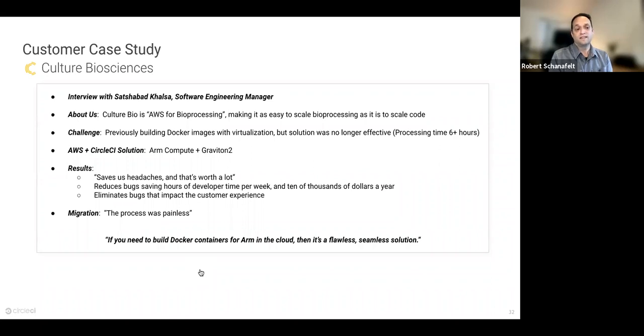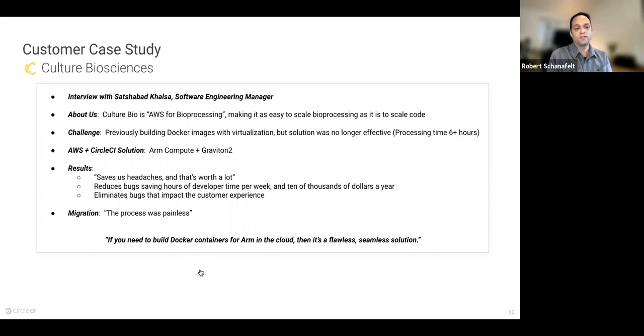The results were that they said it saved them headaches, and that's worth a lot, which of course is worth a lot. But more importantly, it reduces bugs, saving hours of developer time per week and tens of thousands of dollars a year. It eliminates bugs that impact the customer experience. And obviously, it's going to reduce your processing time. If you're not trying to cross-compile with virtualization, you're going to have much better processing time for those builds.